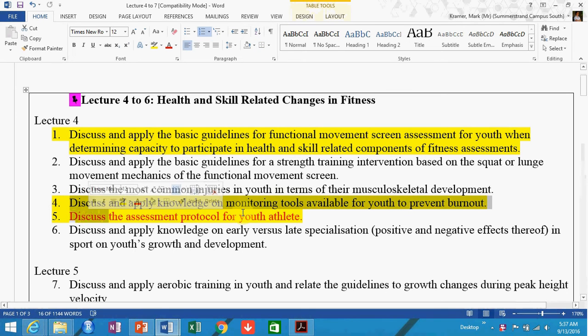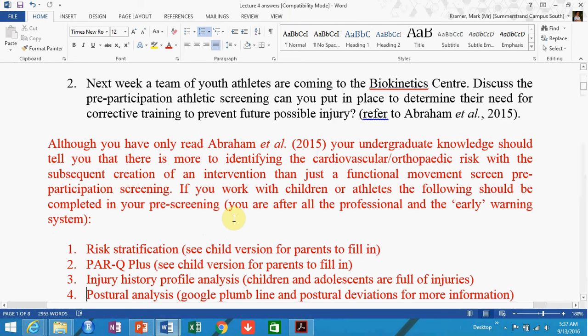Discuss and apply knowledge on the monitoring tools available for youth to prevent burnout, but also discuss the assessment protocol for youth athletes. The objectives that were here didn't quite discuss the assessment protocol. Indirectly, yes, but not directly. So again, make sure that you know the assessment protocol.